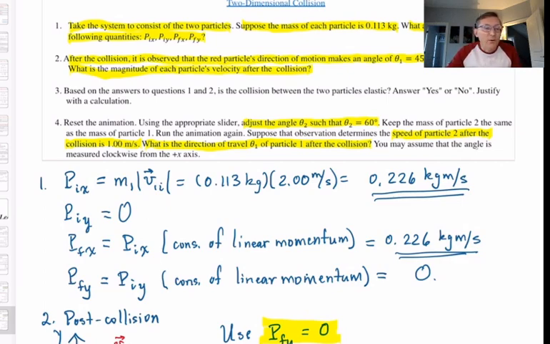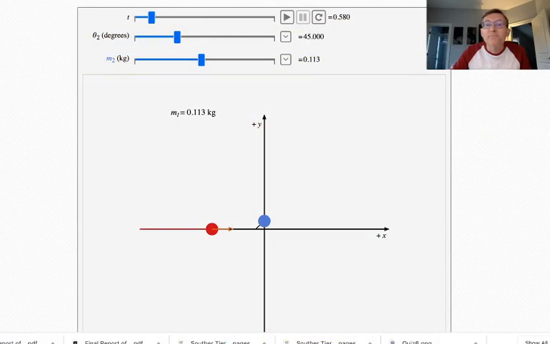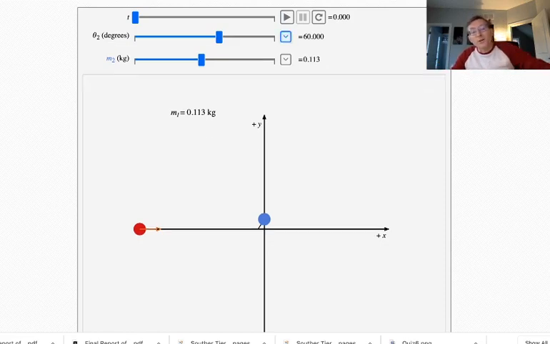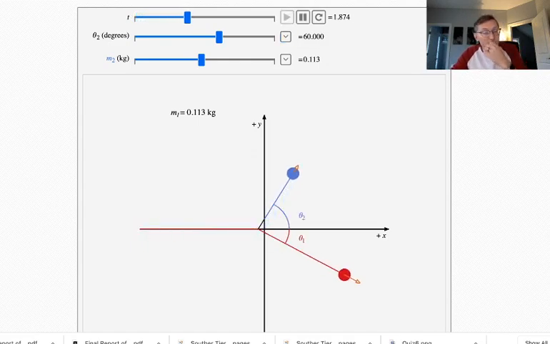All right, so if we go to the animation, I will reset it. I will now put θ2 to 60. Okay, so now particle 2, the blue particle, is going to go off at 60 degrees to plus x. I wonder what angle particle 1 is going to go off at. Want to take a guess? Here we go. Well, it isn't going to tell us the number, is it?